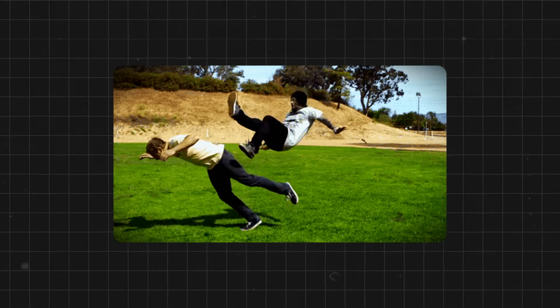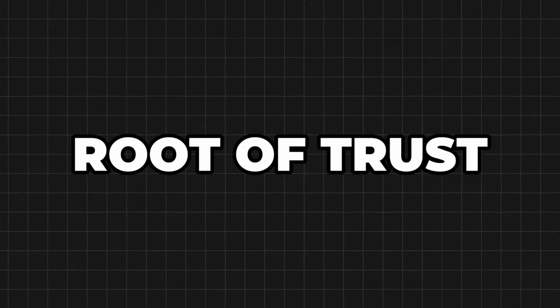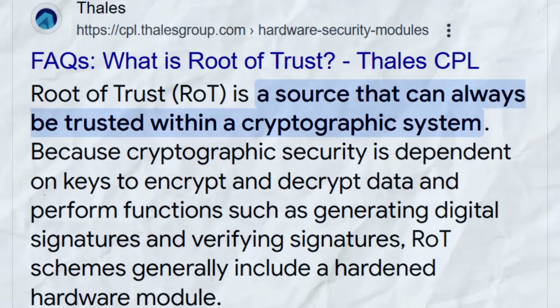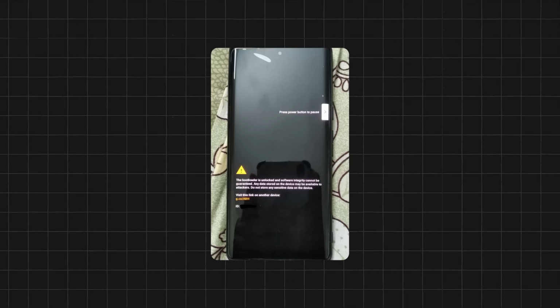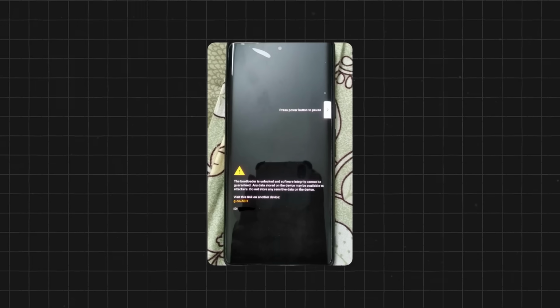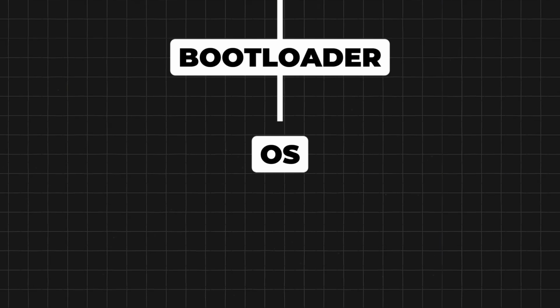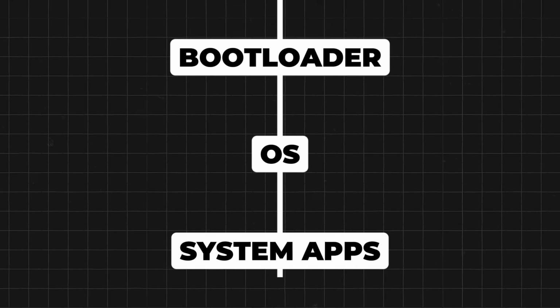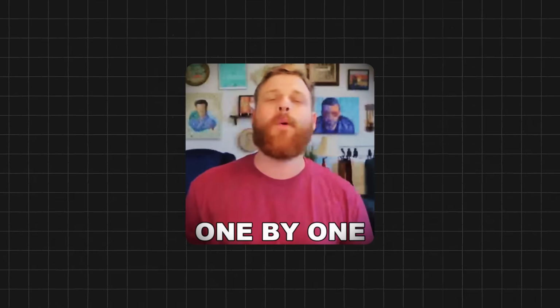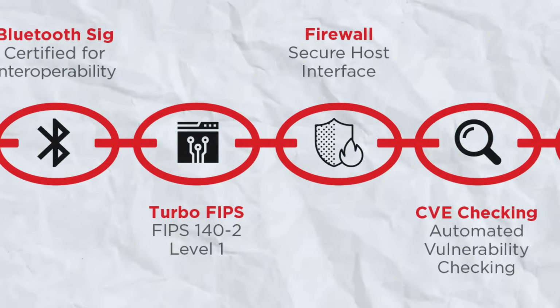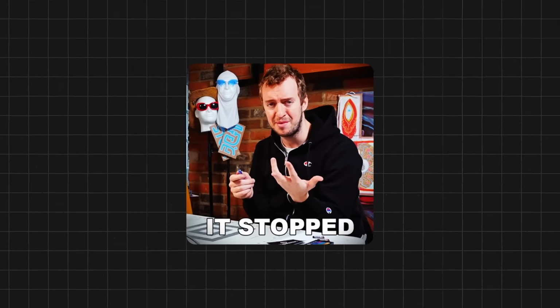It kicks off with a hardware-based root of trust that activates inside the Lemon phone's processor. Then, it verifies the bootloader's integrity. The bootloader checks the OS. The OS checks the system apps. It's a one-step-at-a-time thing, except if anything doesn't pass the check, the whole thing stops.